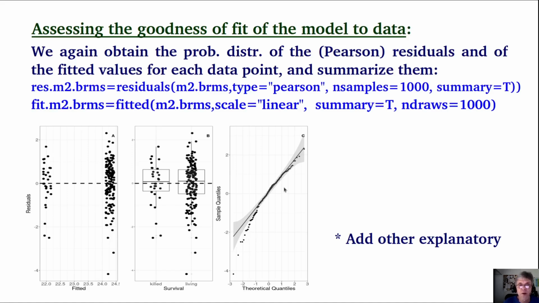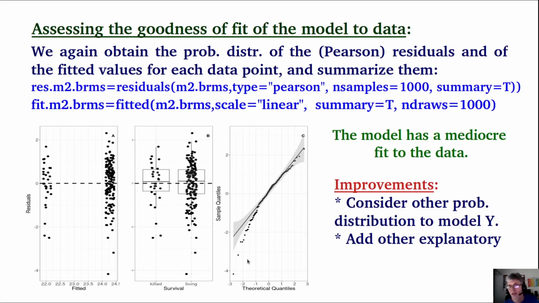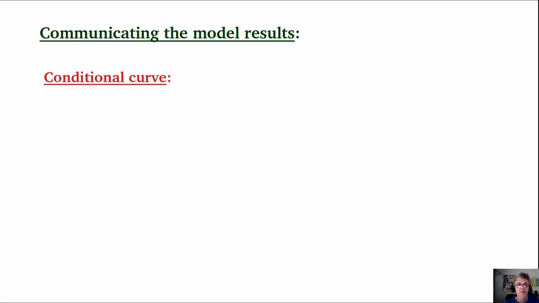The QQ plot shows that for most but not all of the values of the response variable, we have a pretty good fit to the normal distribution as we would expect for a good model, but not for the lower tail. So the model has a mediocre fit to the data. Possible improvements include considering another probability distribution to model the response variable and adding other explanatory variables.